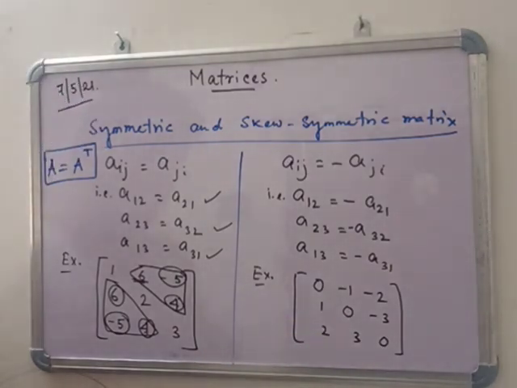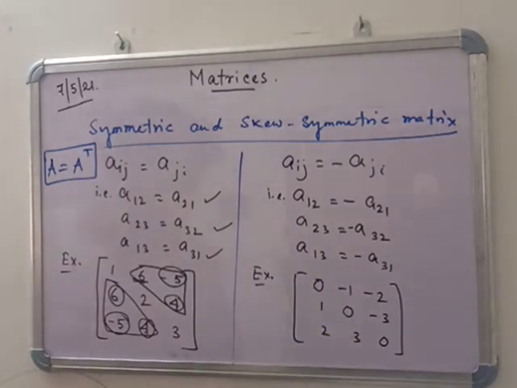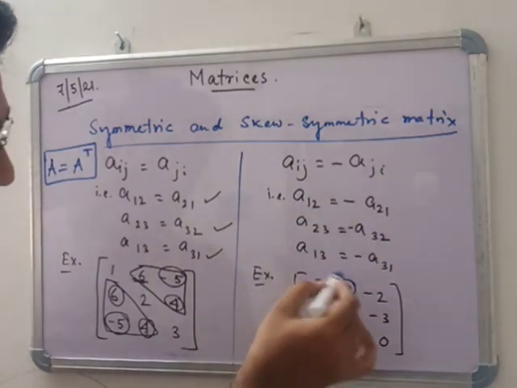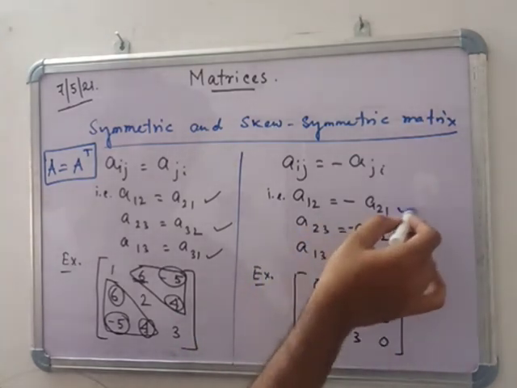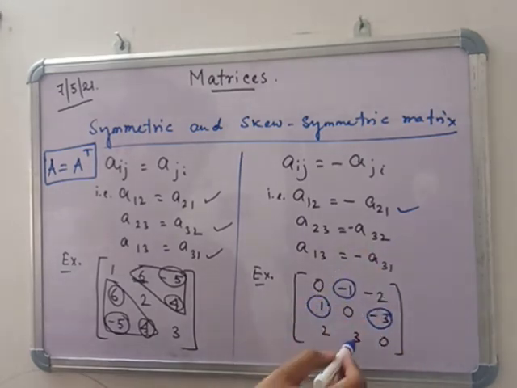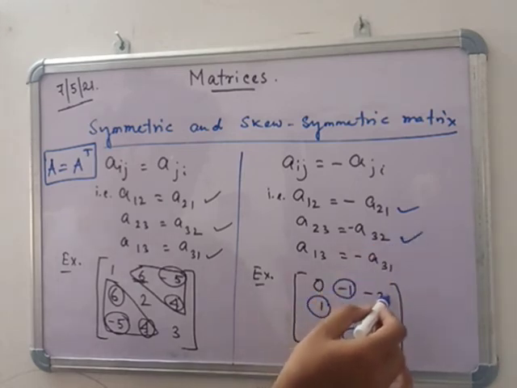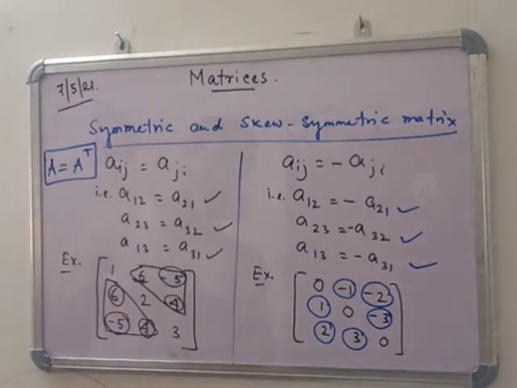That means A12 is the minus of the other one. A12 is this one, and minus A21 is 1. Similarly, for A23 it is minus 3 and here 3. The last one is also the same. So when Aij equals minus Aji, then we can say that this is a skew symmetric matrix.